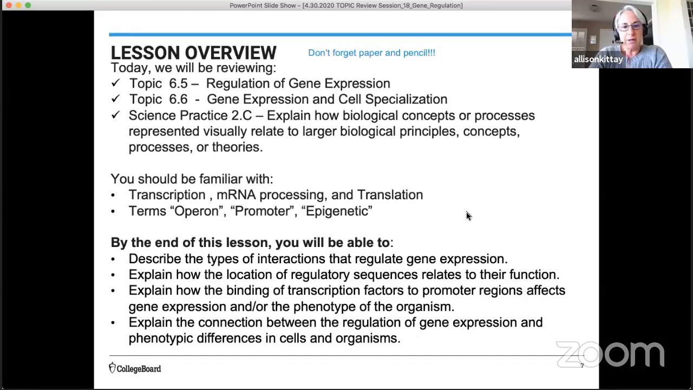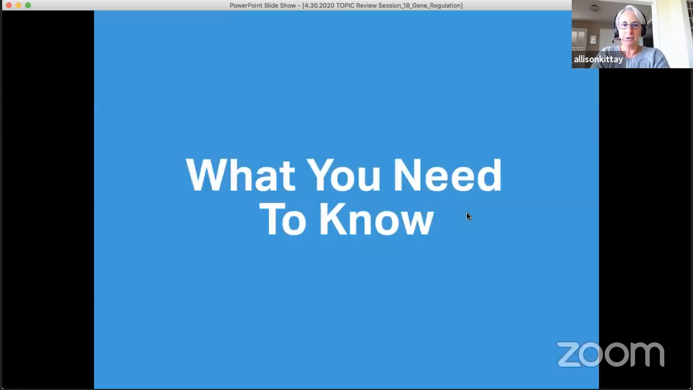So the objectives, by the end of this lesson, you'll be able to describe the types of interactions that regulate gene expression. You will be able to explain how the location of regulatory sequences relates to their function. To explain how the binding of transcription factors to promoter regions affects gene expression and/or the phenotype of the organism, and explain the connection between the regulation of gene expression and phenotypic differences in cells and organisms. So here's what you need to know.